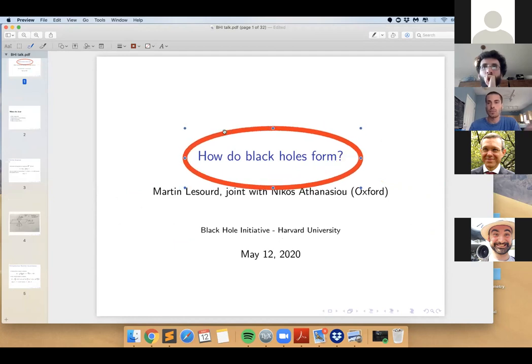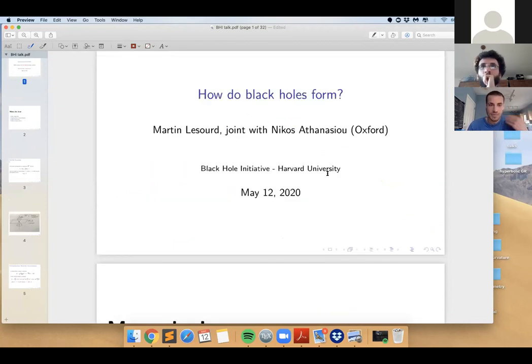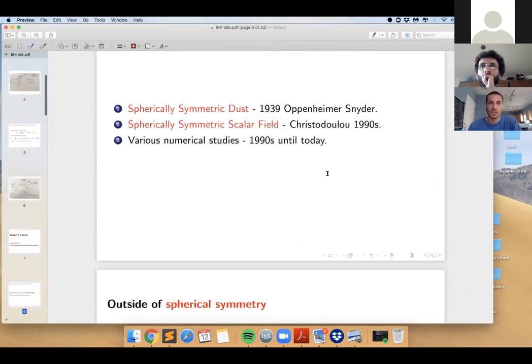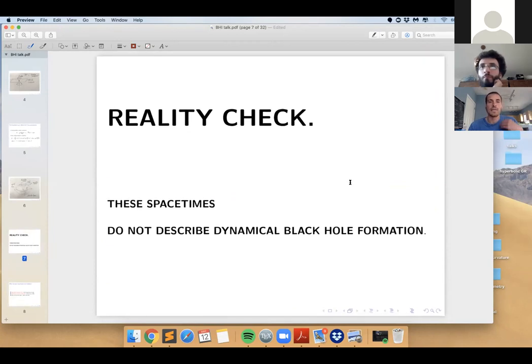Now you might say, well, wait a minute, this space is called the Black Hole Initiative. Don't we know how black holes form? Don't we even know that they're out there? From the mathematical perspective, the answer is most definitely not. We do not understand how black holes form outside of spherical symmetry. And the work that I've been doing with Nikos is trying to make progress in this direction, to actually make a black hole mathematically that isn't restricted to spherical symmetry.